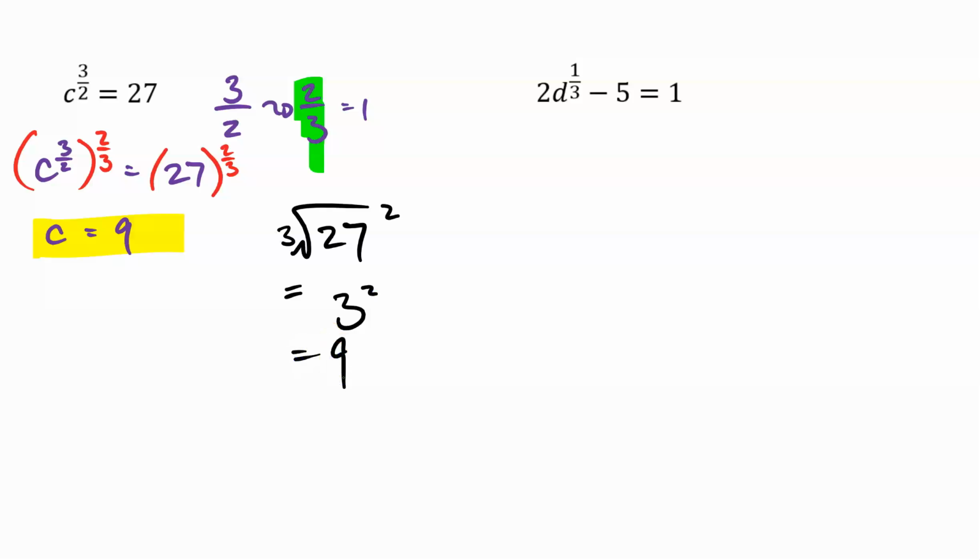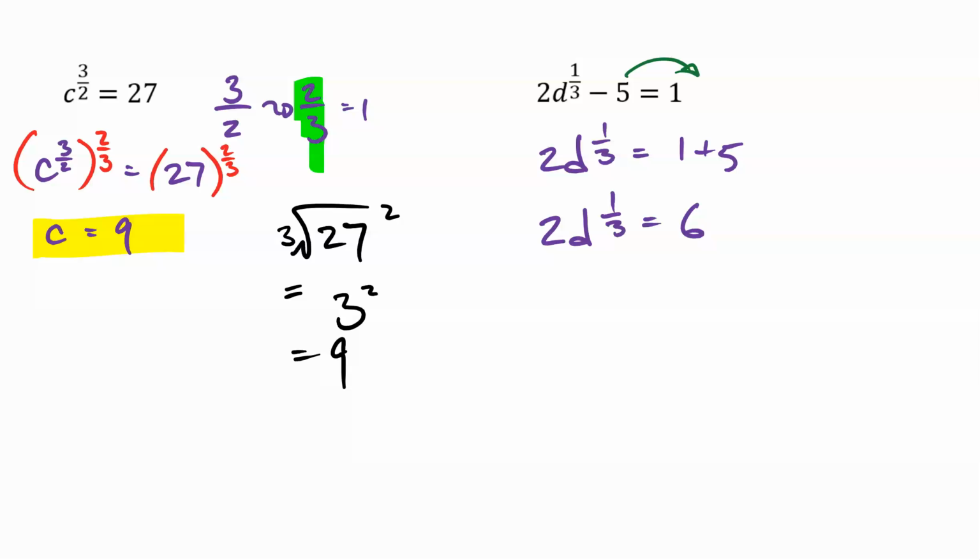What about this? 2 times d to the exponent 1 over 3, subtract 5 is equal to 1. There's a lot of business here. We want to get that variable d isolated by itself first. So we're going to get rid of the subtracting by 5, and then we're going to get rid of the multiplying by 2, in that order, because that's reverse BEDMAS. So let's send the subtract 5 over, and now we'll get 2d to the exponent 1 over 3 is equal to 1 plus 5, and 2d to the exponent 1 over 3 is equal to 6.